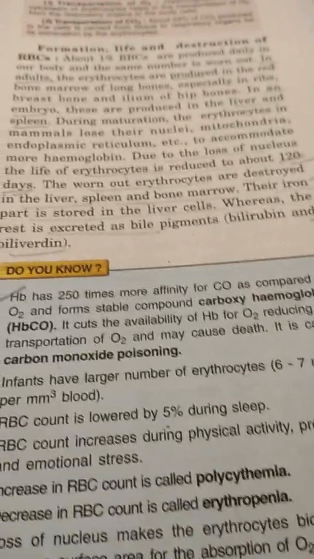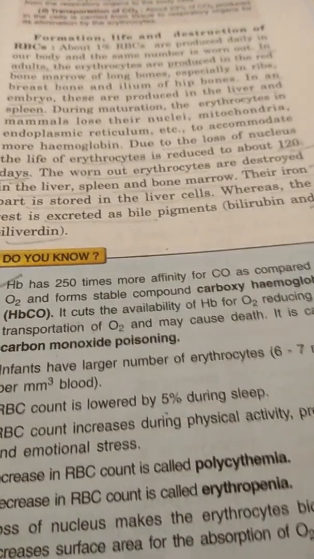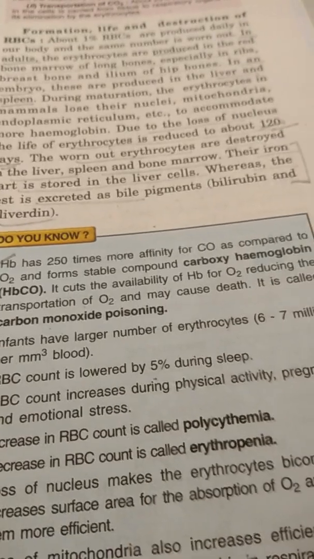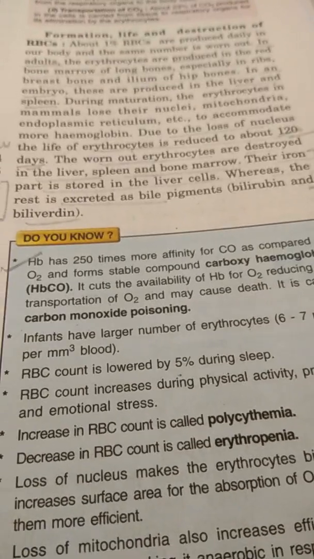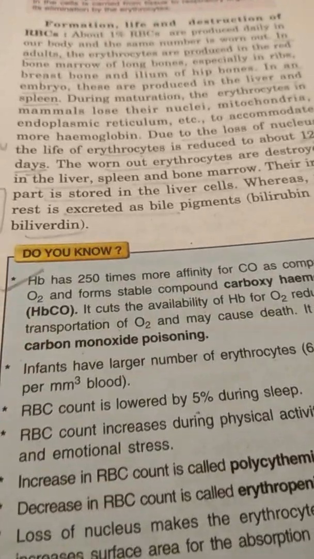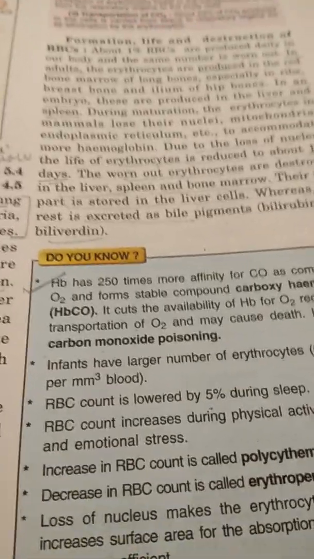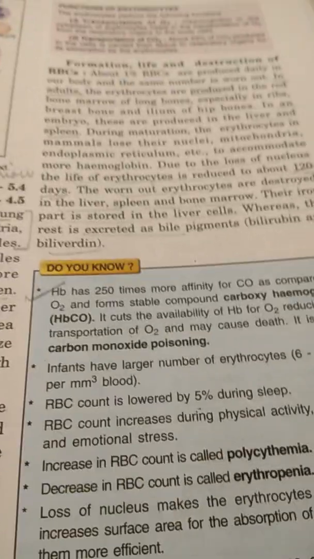When they are destroyed, the iron part of hemoglobin is stored in the liver cells, whereas the rest is excreted as bile pigments, bilirubin and biliverdin. When the red blood cell is broken down by the liver cells or spleen, it breaks up into iron and the bile pigment.